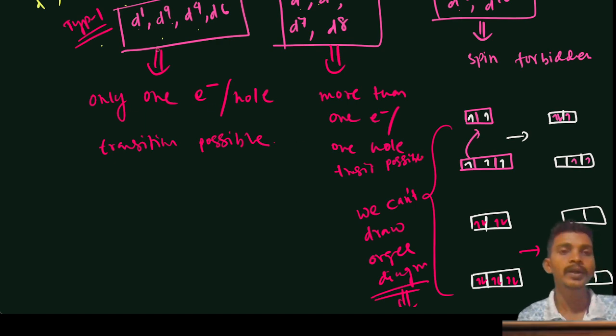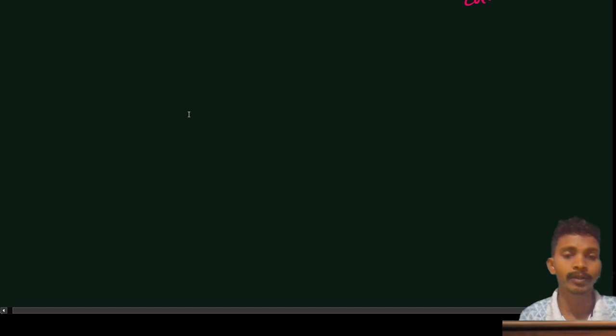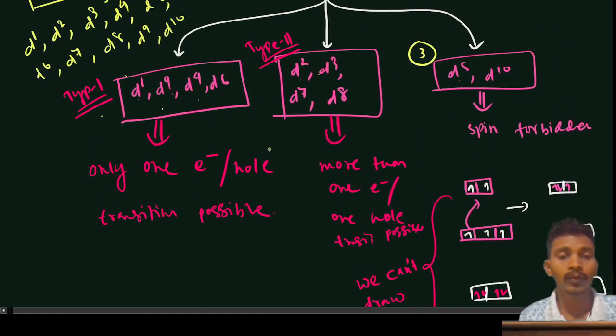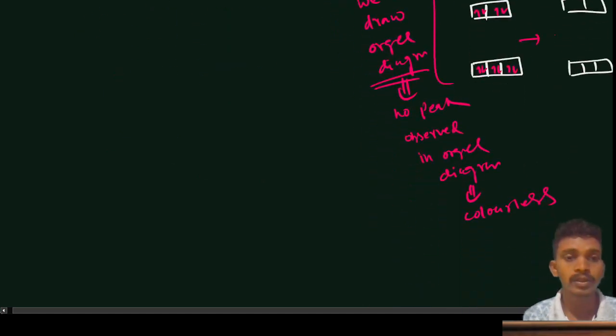Okay, so for D1 and D9 the Orgel diagrams are very simple, because we will do the transitions of either one electron or one hole. So now what about this one electron or one hole? Let's clear up this concept. What is one hole and one electron? We will discuss hole and electrons on type 1 and type 2, first on type 1.